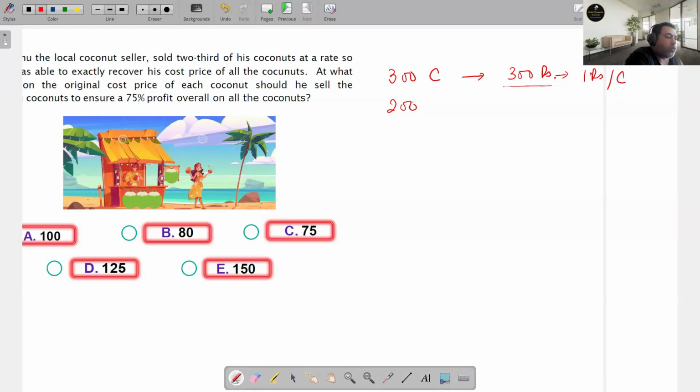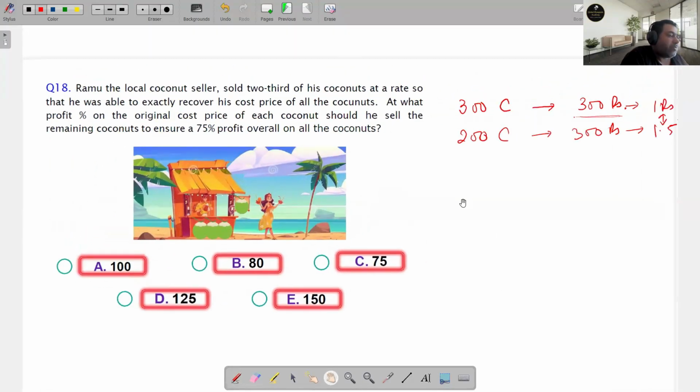Correct. You can write this as 1 rupee per coconut. Now if he's selling two-thirds of these coconuts, which will be 200 coconuts, and he's again getting 300 rupees, in that case his price is 300 divided by 200, which is 1.5 rupees per coconut. So you see here the relationship. If two-thirds of the quantity he's selling and he's able to exactly recover the cost, in that case he's selling it at 3 by 2 of the cost price of the coconuts. That is number one. All right. Now it is saying, at what profit percentage on the original cost of each coconut should he sell the remaining coconuts to ensure a 75% profit on all coconuts.